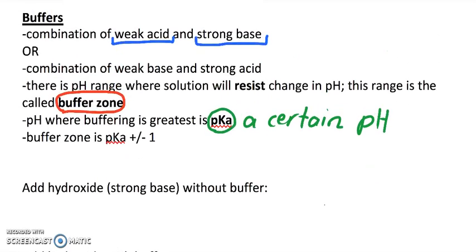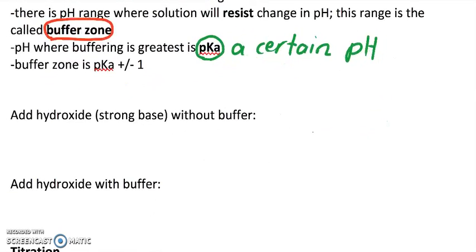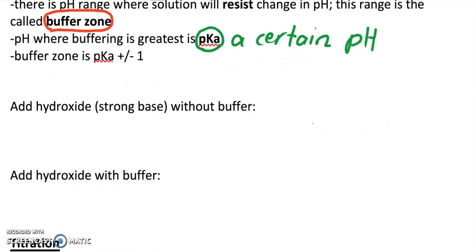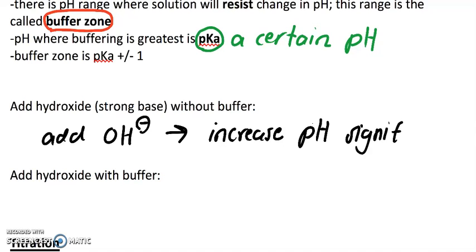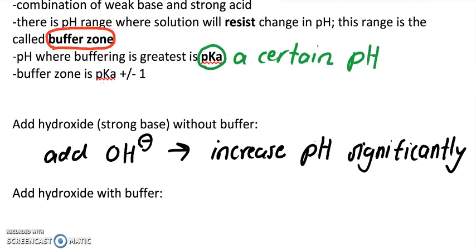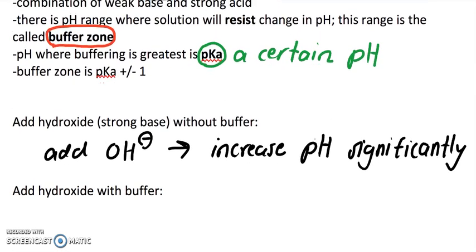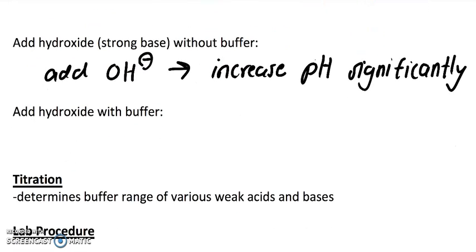So what do I mean by buffers, how they work? If I were to add a strong base, so if I were to add OHs to my solution, normally without a buffer, this is going to increase the pH significantly. There's nothing holding it back. But if I were to add hydroxide to a buffer, let me give an example.